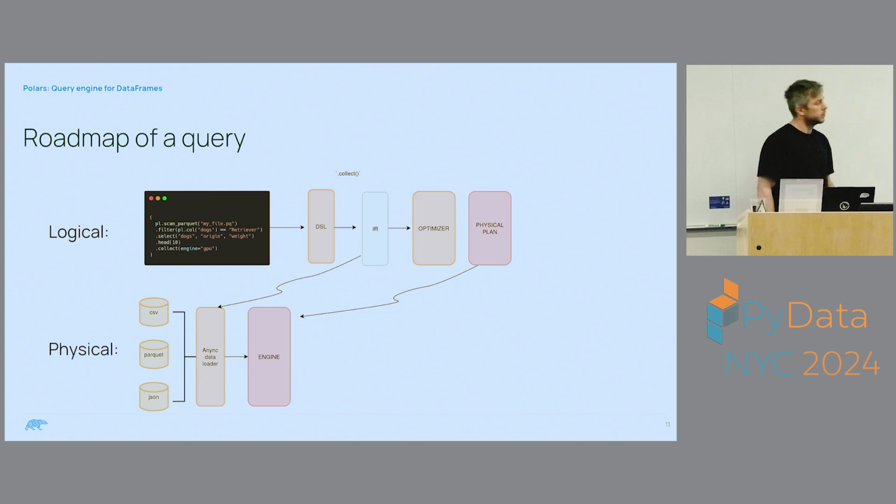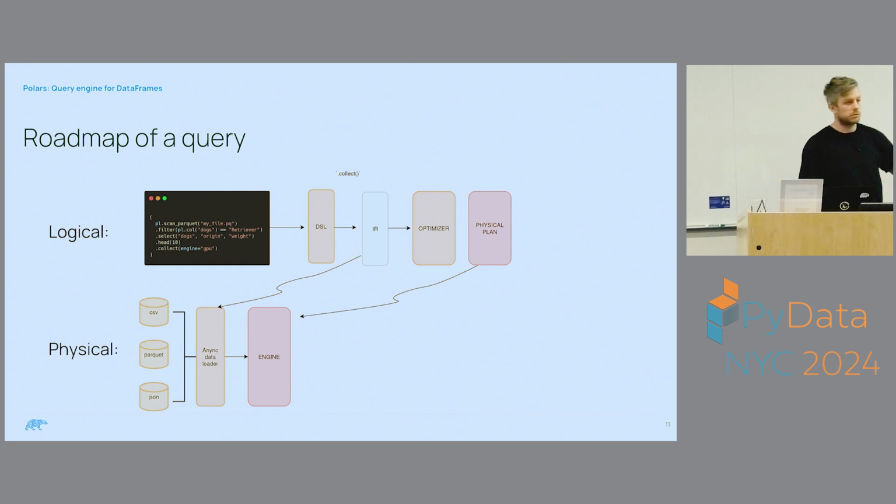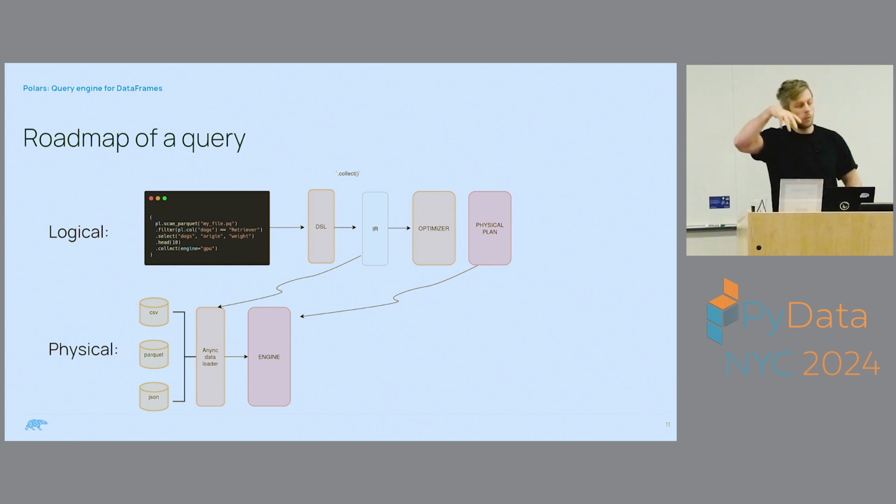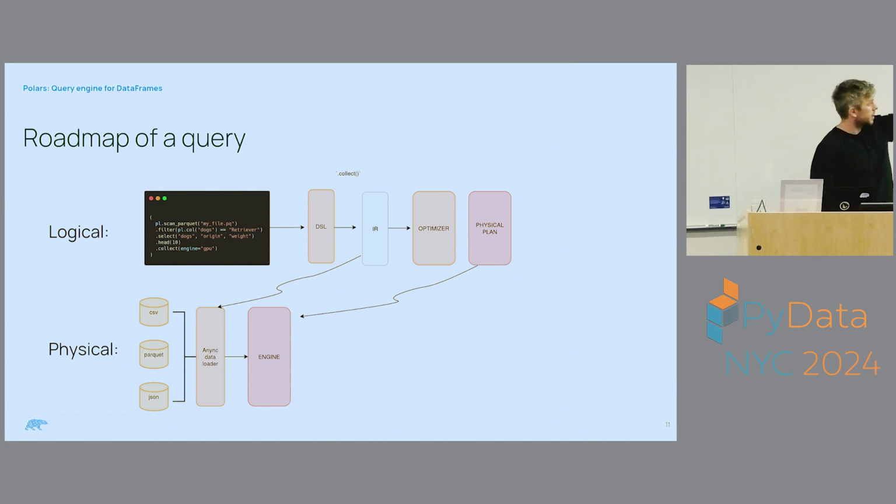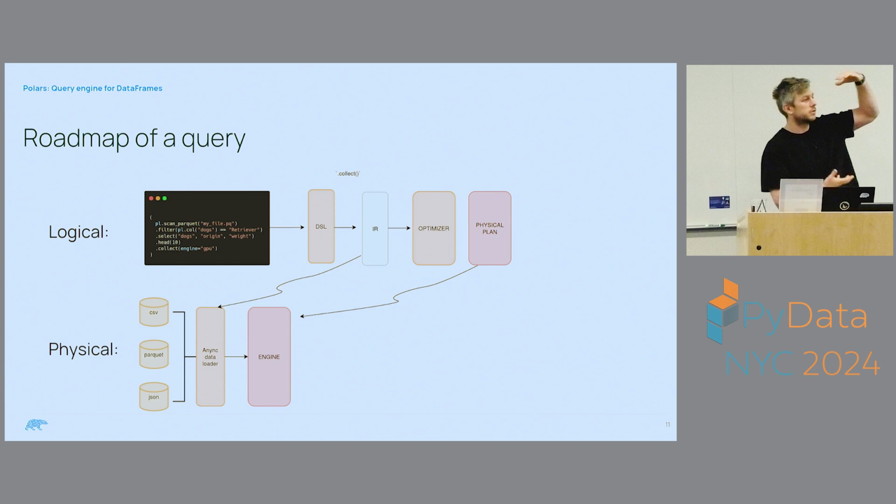And to do so, we have to look at the roadmap of a query. So in a query, the first thing you do is you write your query in Python, which is sort of the logical phase. If you write this query, you build a tree or a DAG of operations. So you scan the parquet, you apply the filter, you do a select, you take the limit, and we keep this tree of operations as a DSL, and then we convert it to an IR.